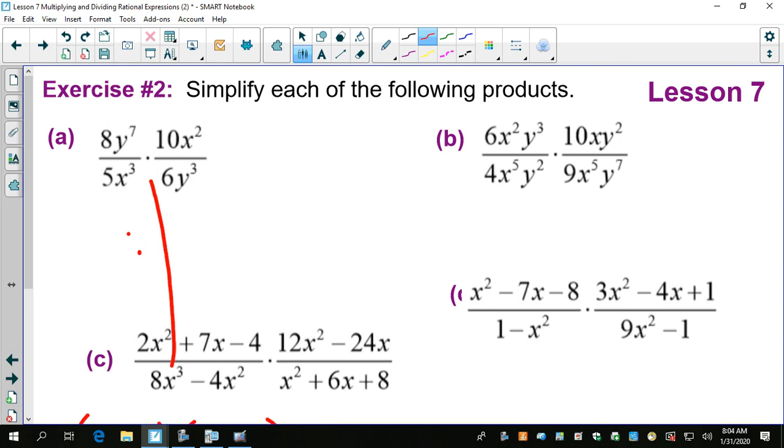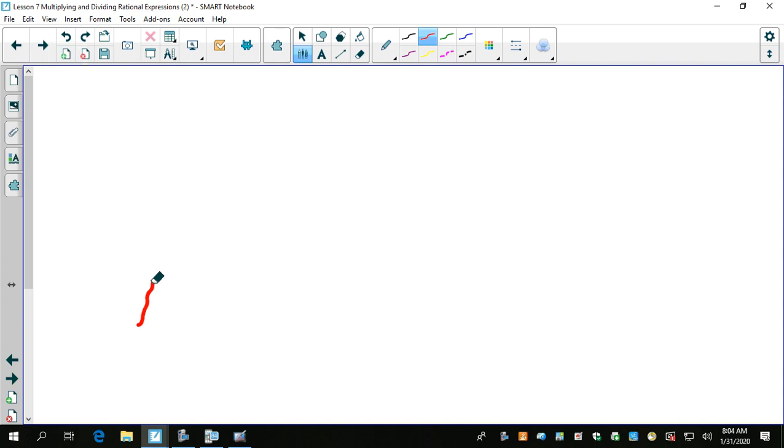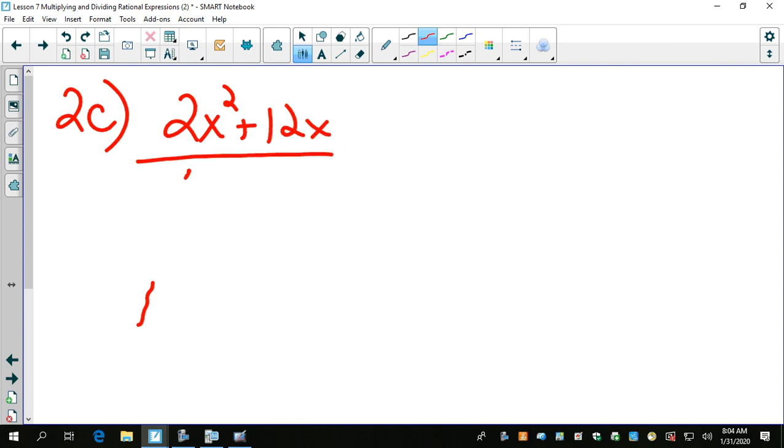I'll just read here. So what is 2c then? X squared plus 12x, 4x plus 8. All right, I have it right in front of me. All right, so you guys start.